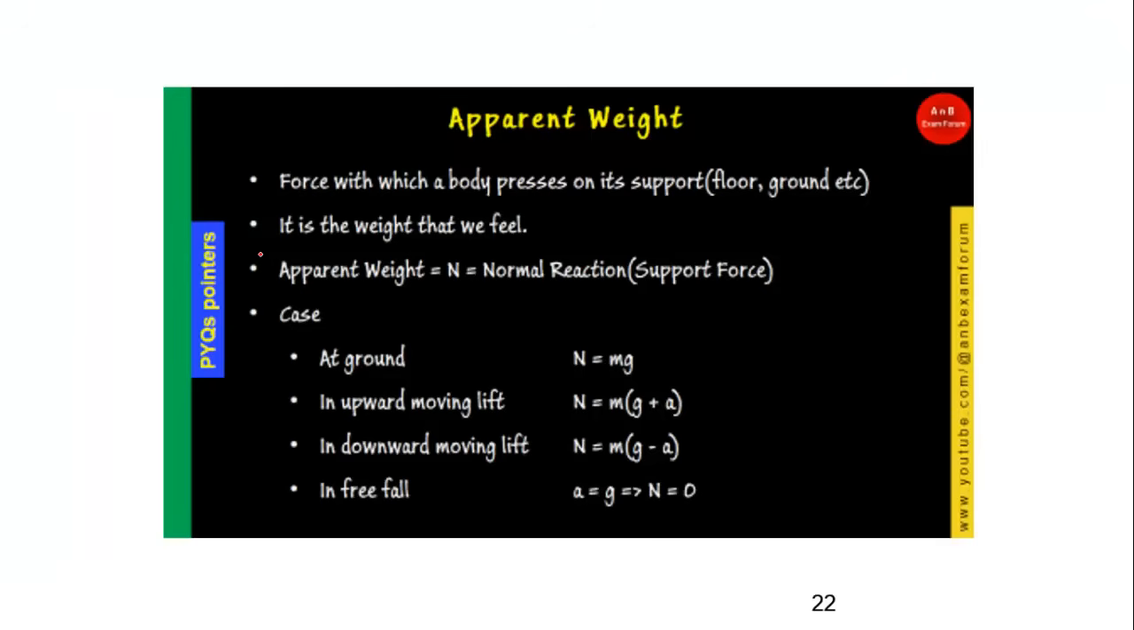Why does his apparent weight increase? At ground we know that the apparent weight, or supportive weight, is mg. At ground it remains the same, but if the lift is moving in the up direction, because acceleration is also there, it is added in the same direction, so the apparent weight will increase. Similarly, if it is moving down, the apparent weight will decrease, because the normal reaction, which we know as the supportive force, is in the opposite direction. And in free fall, the acceleration becomes zero relative to the body, so the apparent weight becomes zero.